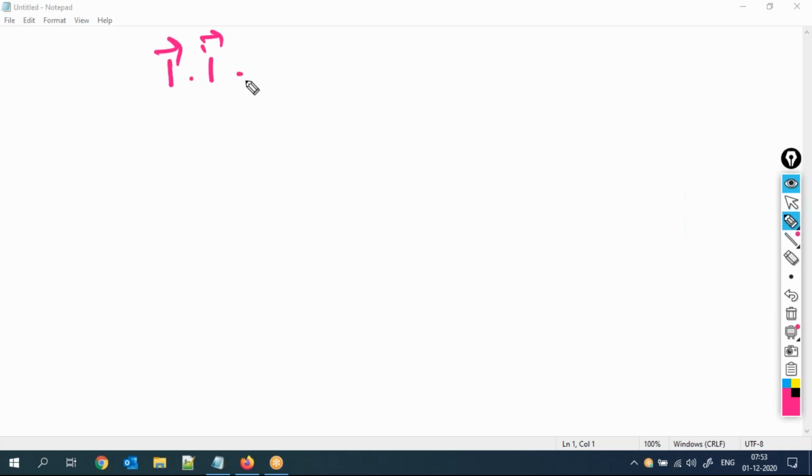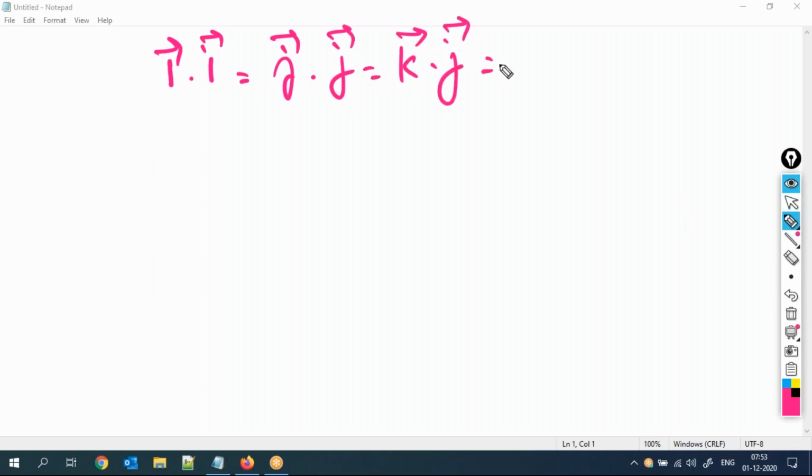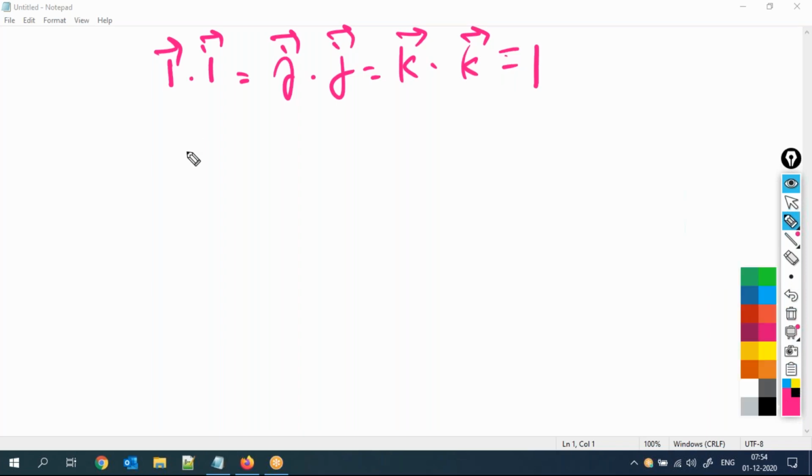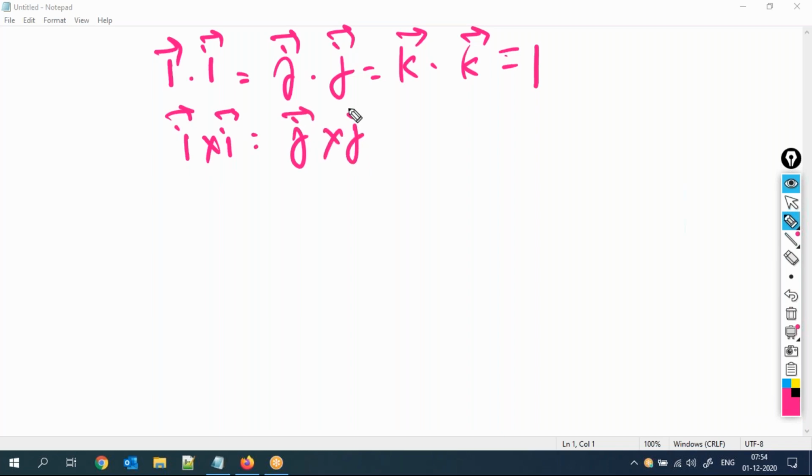i dot i equal to j dot j equal to k dot k equal to 1. Any question? No, sir. Whereas i cross i equal to j cross j equal to k cross k equal to 0. Any question? No, sir.